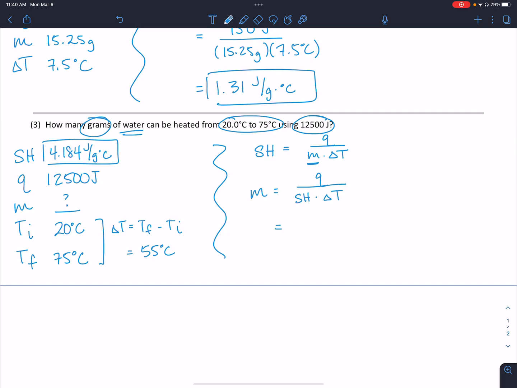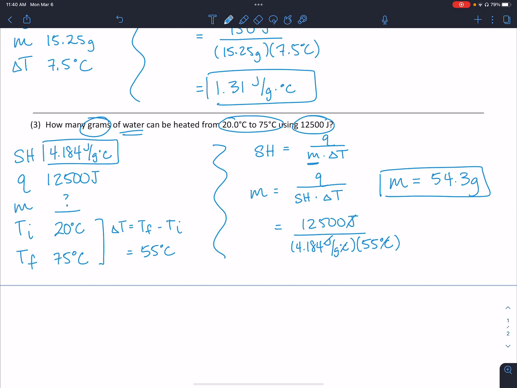So now we plug everything in, 12,500 joules divided by 4.184 joules per gram degree Celsius, and our temperature change of 55 degrees Celsius. So the joules will cancel, the gram is in the denominator of the denominator, which makes it flip up, which means mass will have a unit of grams. Plug everything into our calculator, and we find that the mass of this substance must have been 54.3 grams.